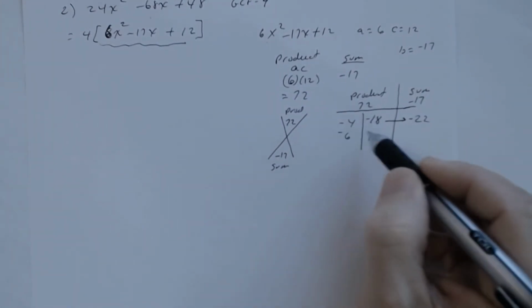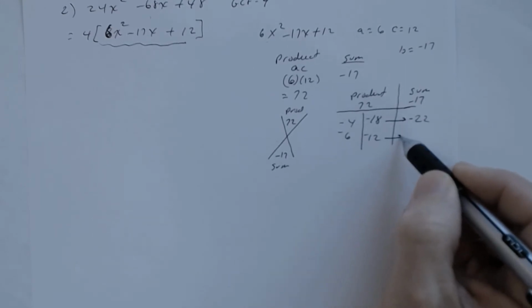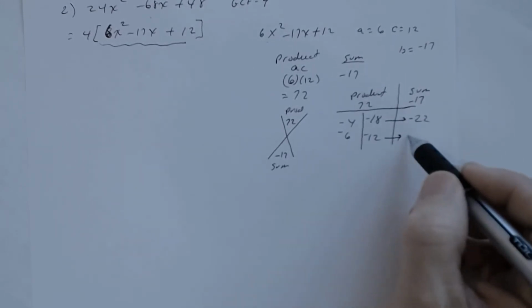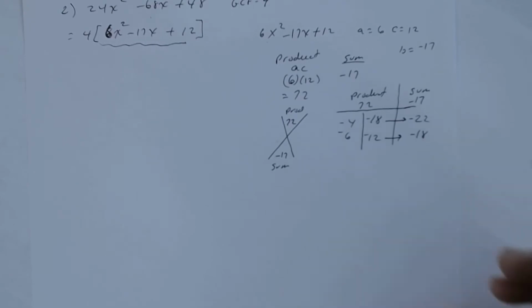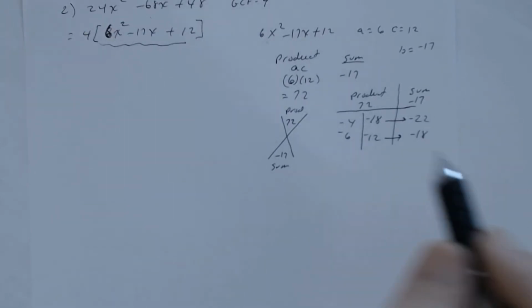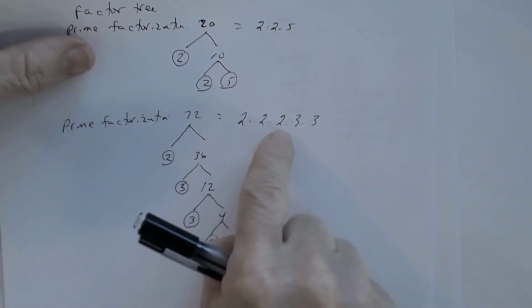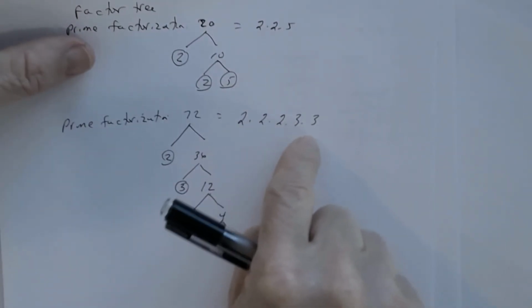And again, they both have to be negative. But when I add them up, what do you get? You get negative 6 and negative 12 is negative 18. Is that what you wanted? Nope. All right, well, let's go back to our factor tree. So I tried 2 times 2. I tried 2 times 3. Let's try 3 times 3.